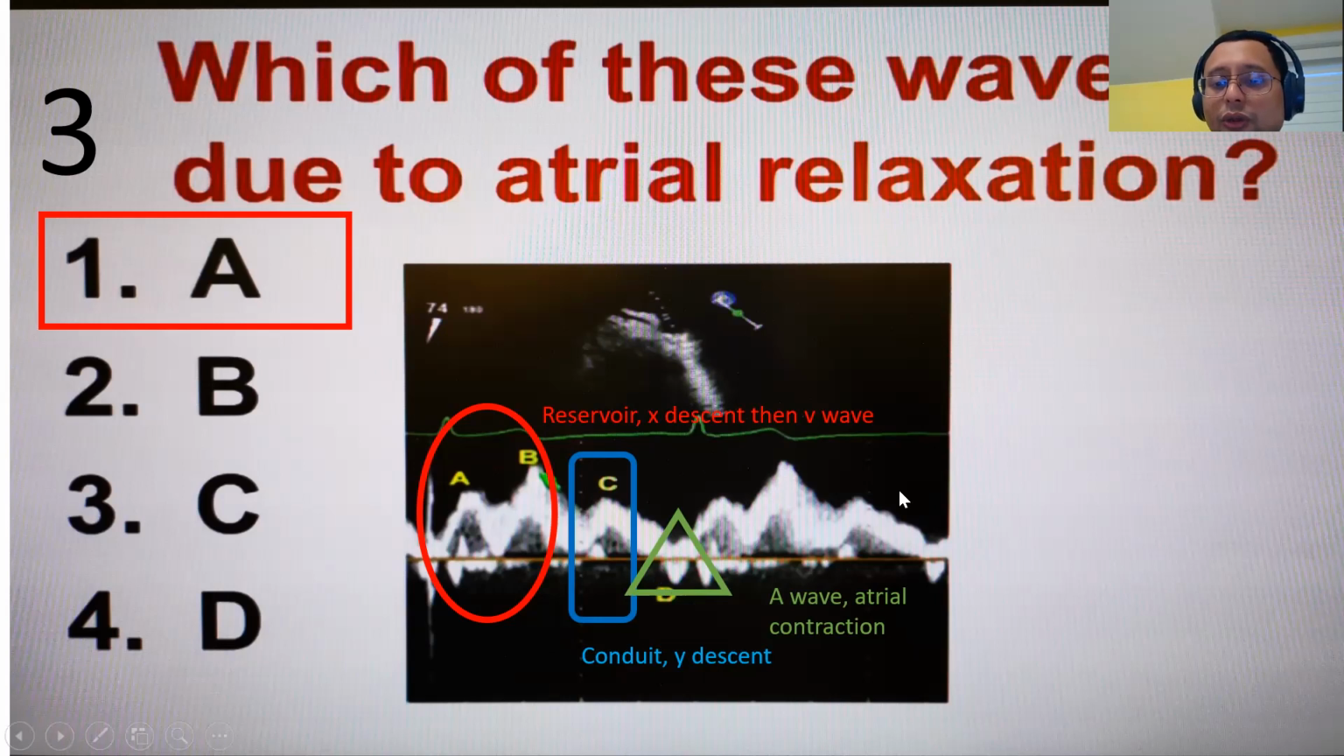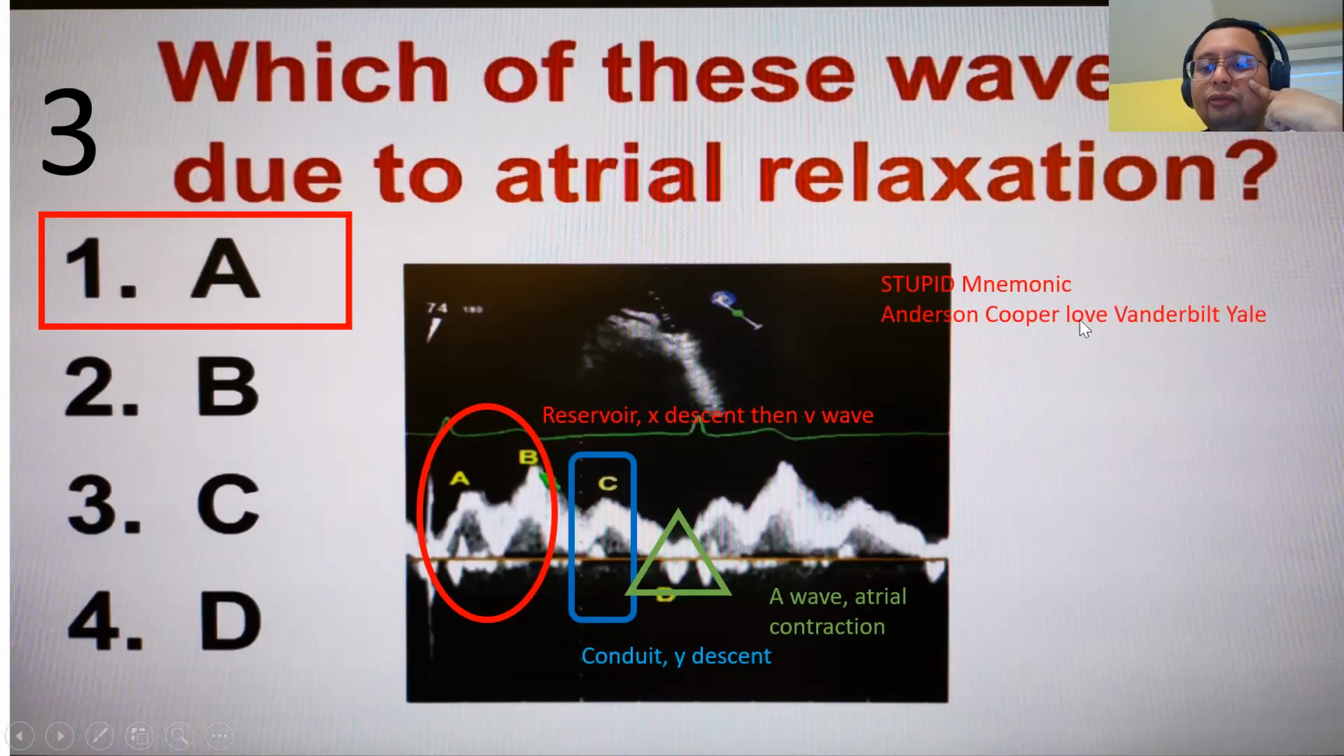So the mnemonic that I wanted to teach you to remember, and this mnemonic is very stupid, but somehow I can remember based on it. This stupid mnemonic is called Anderson Cooper Love Vanderbilt Yale. This is the name of an American newscaster, and this is the name of an American philanthropist. So that is A, C, Love is X, Vanderbilt is V, and Yale is Y.